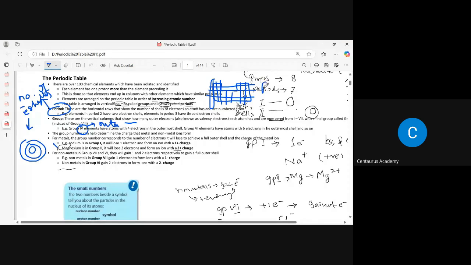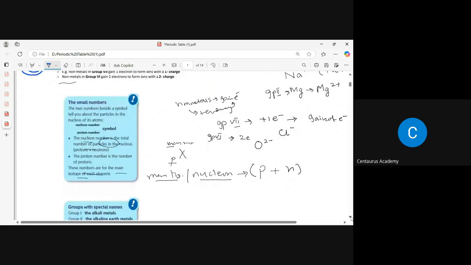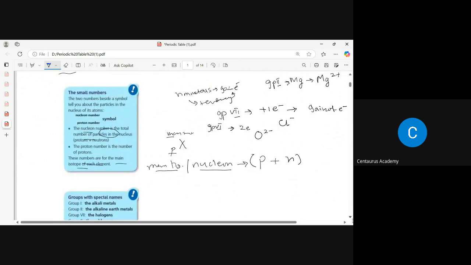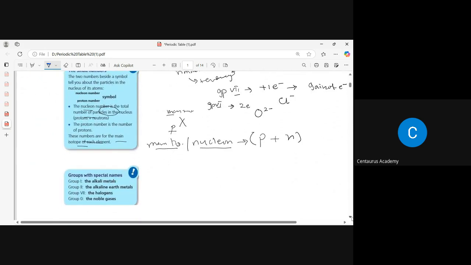Over here, they will be gaining electrons, and it's easier for them to gain electrons as only a small number of electrons need to be gained. So they gain electrons, as a result of which they become negatively charged ions, and they are also known as anions, right?